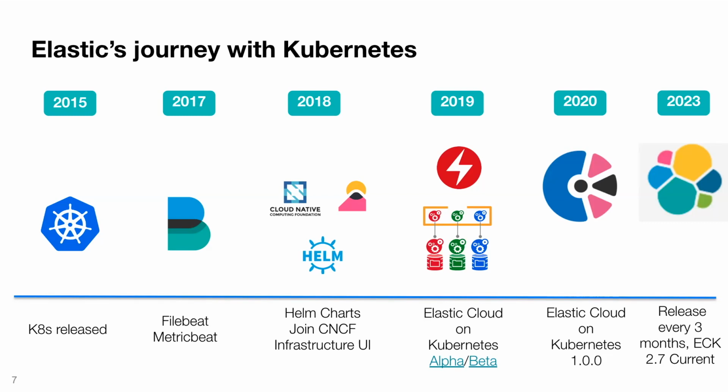But before that, in 2017, we extended these Beats agents, so Filebeat to collect logs and Metricbeat to collect metrics, to run as DaemonSets in your Kubernetes cluster. And then in 2018, we released the Helm charts for Elasticsearch and Kibana to make it easier for you to deploy Elasticsearch and Kibana as containers. We joined the CNCF, or Cloud Native Computing Foundation. Yeah, exactly. I always mix that up. Thank you.